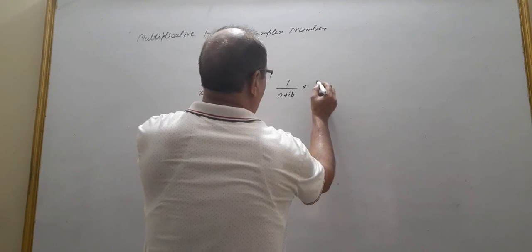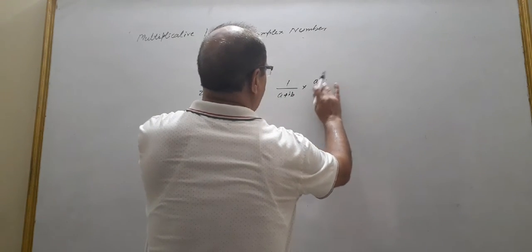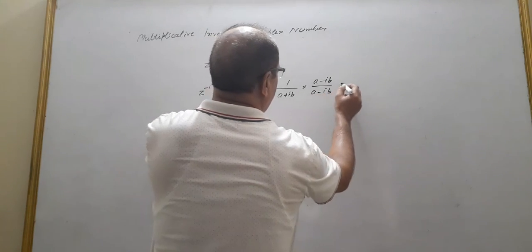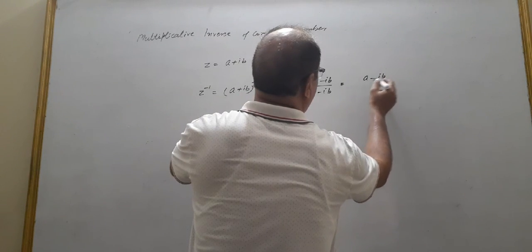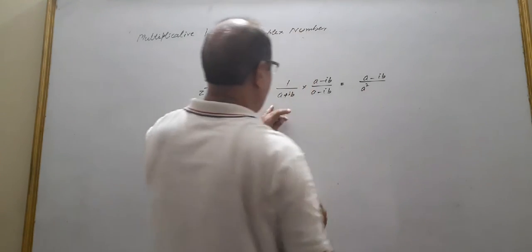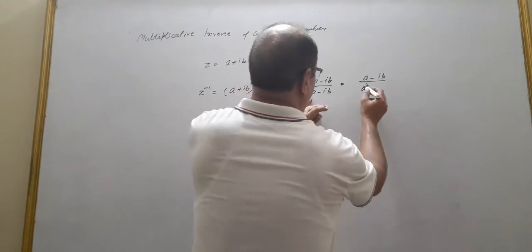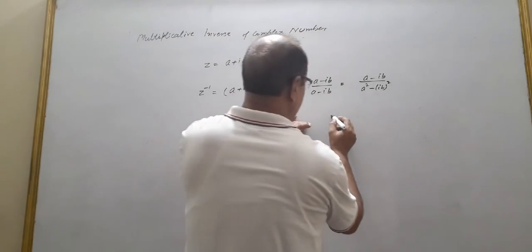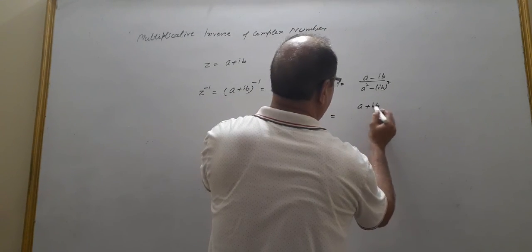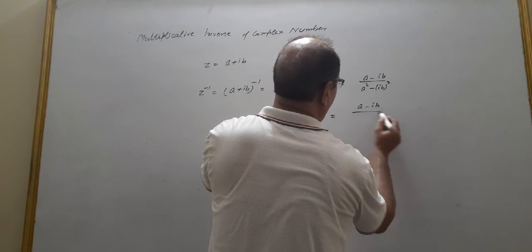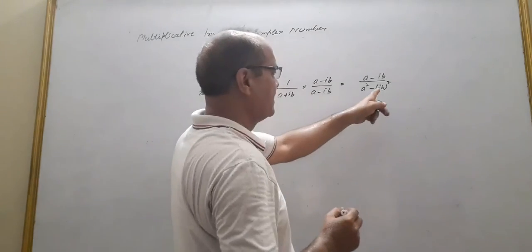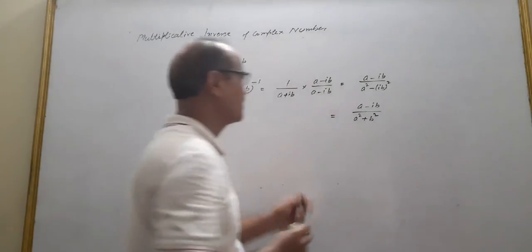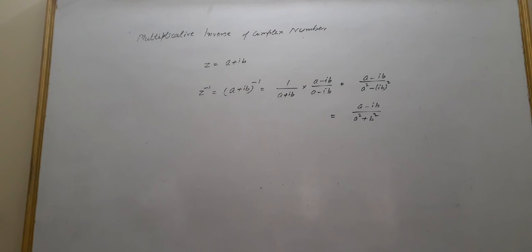Therefore, on cross multiplication, that is on rationalizing the denominator, you will get a minus iota b upon a square plus b, that is a square, and minus of iota b square. Multiplying a plus b into a minus b, this can be written as a plus iota, a minus iota b upon a square. Iota square is minus, so it becomes plus, so this is a square plus b square. So this is the multiplicative inverse of a complex number.